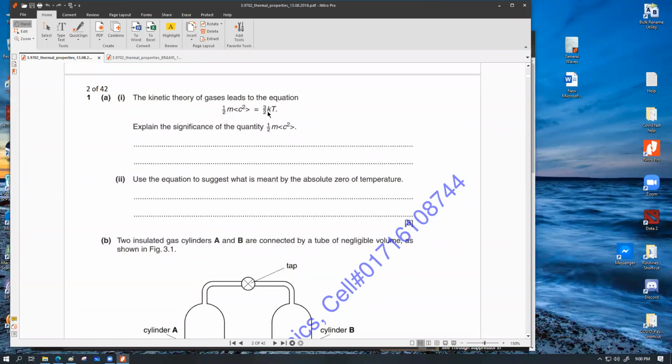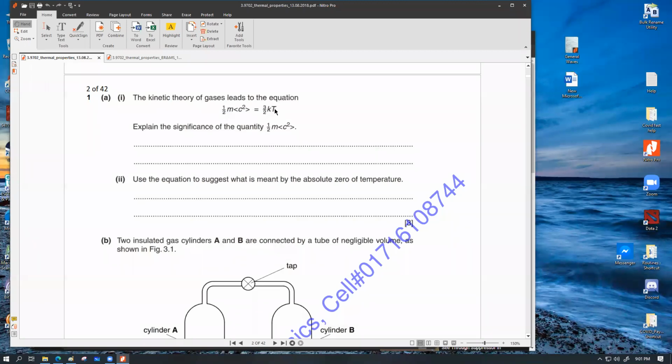Which means, if the temperature has to become 0, absolute zero temperature that is, the only thing that can become 0 is c square. So this brings us the idea of absolute zero temperature: the temperature at which the mean square velocity of the gas molecules becomes 0, the particles stop moving, is the temperature of absolute zero.